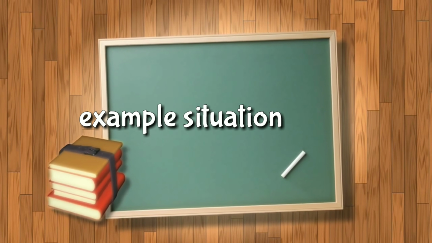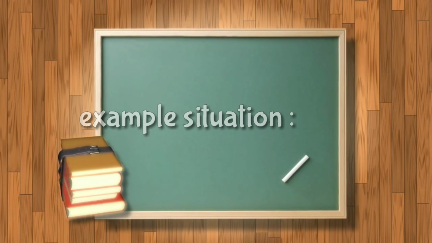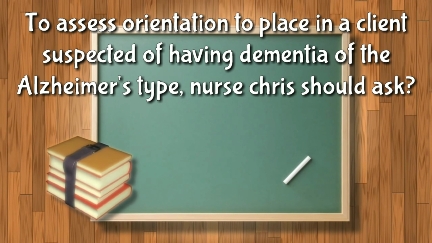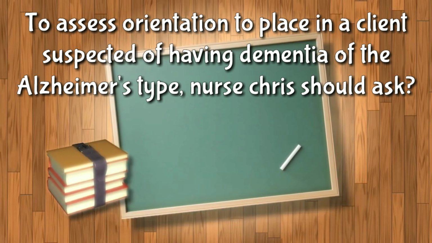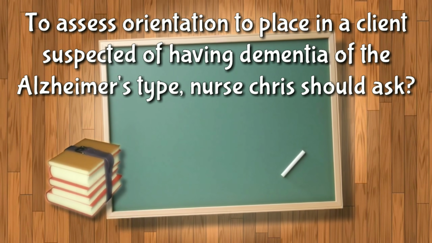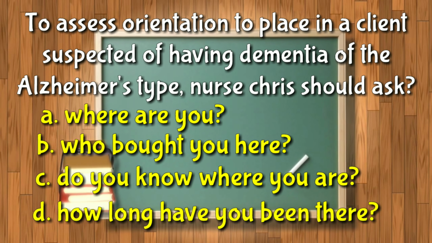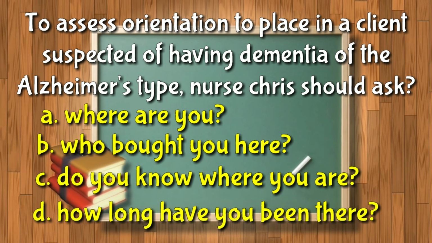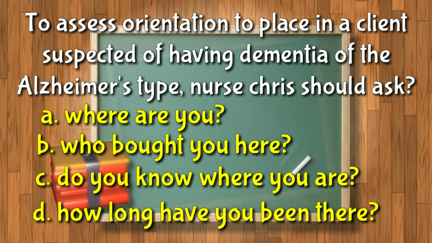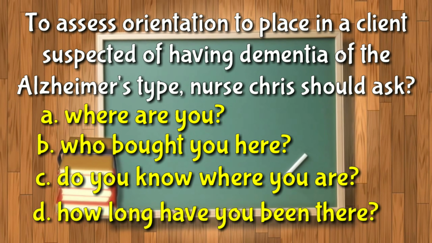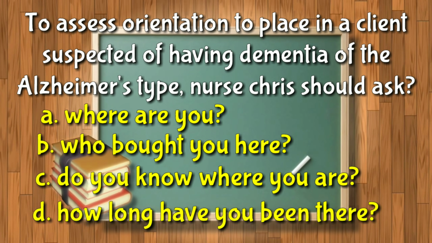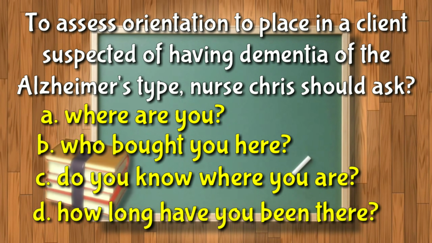For example, a situation: to assess orientation to place in a client suspected of having dementia of Alzheimer's type, Nurse Chris should ask. By using the process of elimination, it will be easier for you to find the right answer, because you already know that you are searching for a question that assesses orientation to place. Just seeing the choices below, the first one to eliminate is letter B.